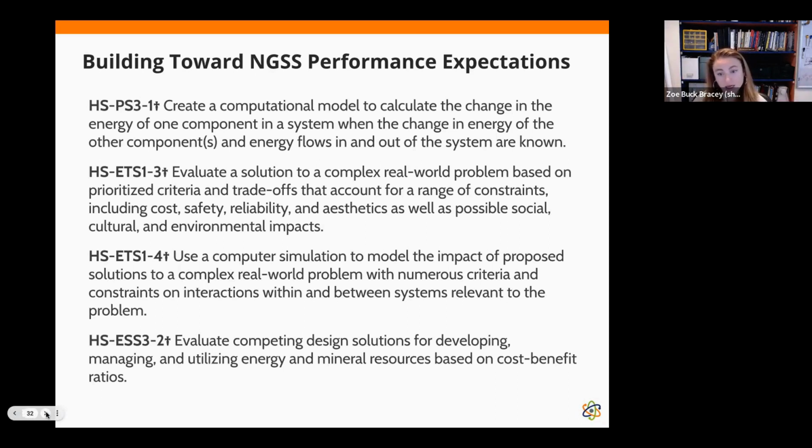And then finally, we've got an earth and space science performance expectation. Evaluate computing design solutions for developing, managing, and utilizing energy and mineral resources based on cost-benefit ratios. And this is shared with chemistry. Chemistry also has a unit that's very focused on this performance expectation, but we look at it in kind of a more physics perspective.